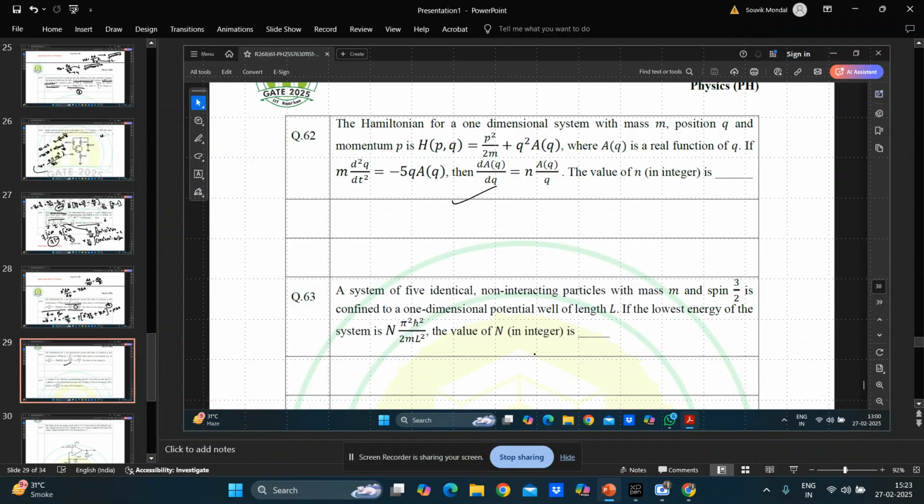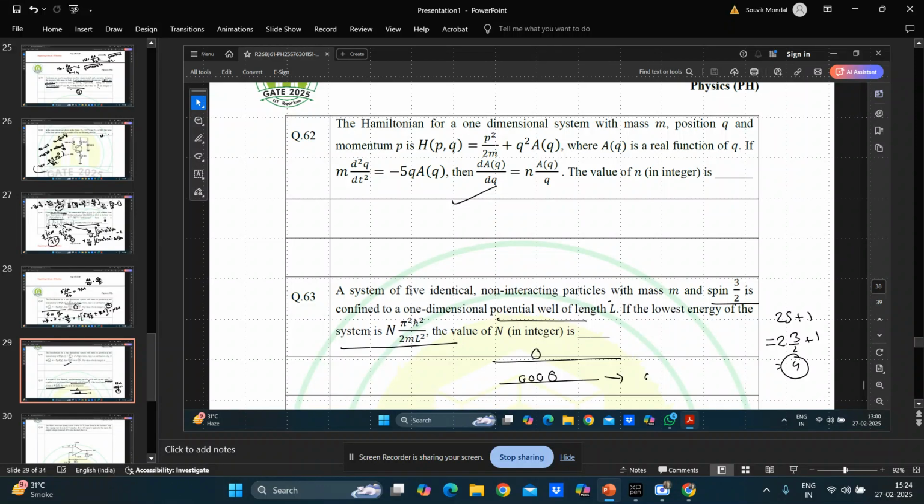I already solved this one. So this one: five identical non-interacting particles with spin 3 by 2 are confined in a one-dimensional potential. What is the lowest energy of the system? Spin 3 by 2 means an individual state can accommodate at most 2 into 3 by 2 plus 1, that is 4 particles. And you have 5 particles. So the ground state will have 4 particles, and the first excited state will have 1 particle.